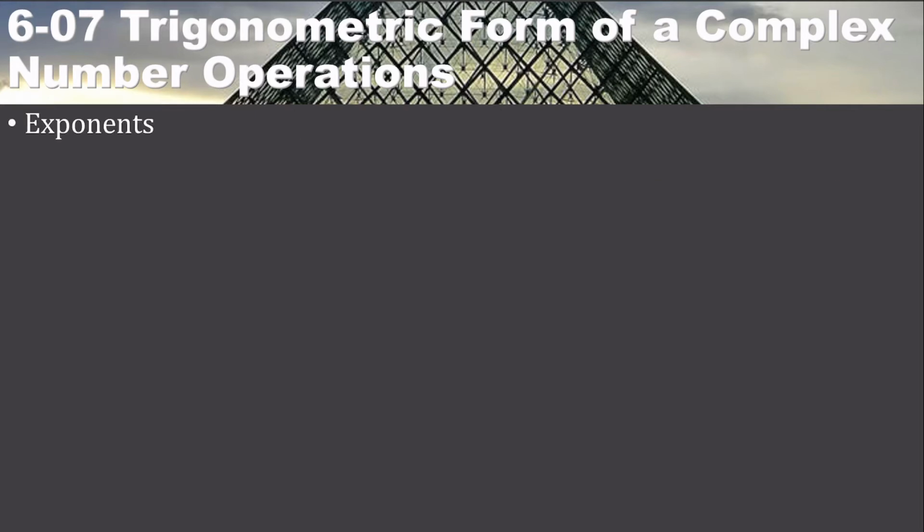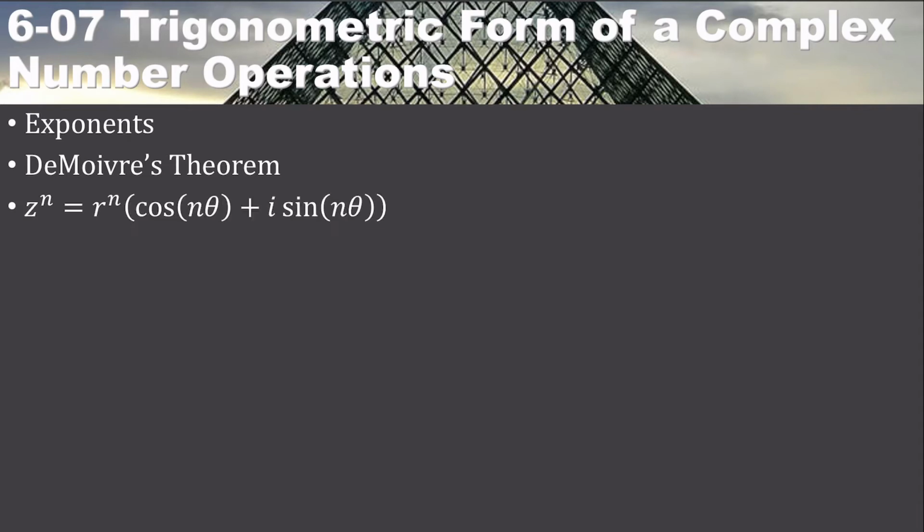All right, exponents. Exponents is repeated multiplying. So it's this guy's theorem. I can't even pronounce his name. De Moivre's, something like that. Well, it's multiplying, so it's the same thing. We use the multiplying, and it ends up doing an exponent to the r and multiplying the angle by the exponent.